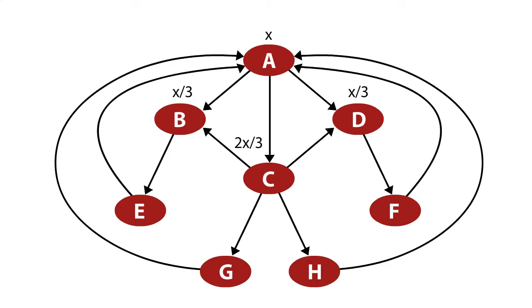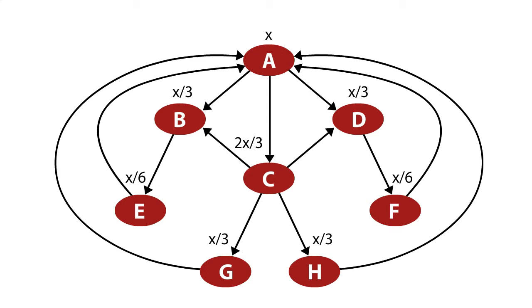So B has X over 3. What should E have if after one application of this update rule, it gets the same value back? Well, it should have X over 6, because that's what it's going to get from node B. And similarly, C is going to divide its 2X over 3 in half and hand it to each of G and H. So they'd better have X over 3 each if they're going to regenerate themselves. And finally, let's check what that means A should have. It better mean that A should have X in equilibrium, or this whole thing isn't going to work.